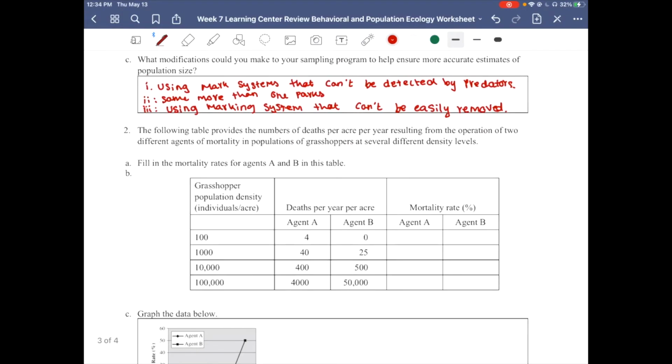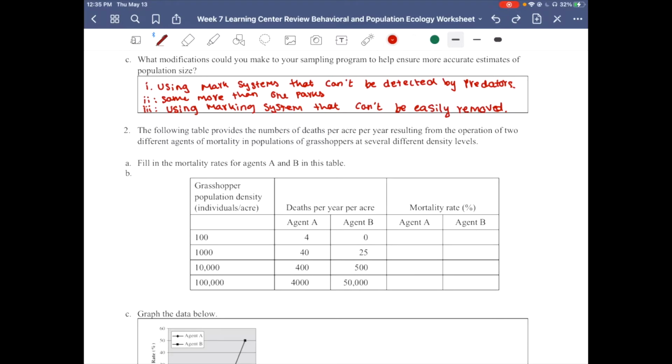So let's see. The following table provides the number of deaths per acre per year resulting from the operation of two different agents of mortality in populations of grasshoppers at different density levels. Fill in the mortality rates of A and B in this table. So basically, we're just going to be taking percentages.